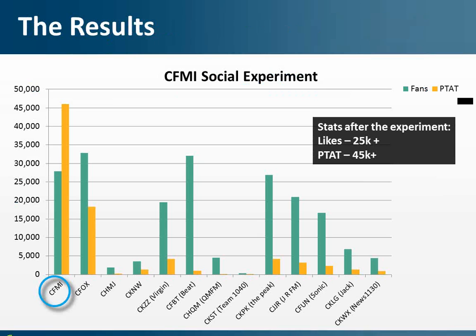So here are the results, in comparison to other stations and markets that did not participate in this experiment. CFMI generated 5,000 new fans and increased their engagement levels, or PTAT, by more than 30,000 people, and that turned out to extend beyond their audience. Because people were so engaged, people who were already fans were really sharing this content out to their own networks, and a lot more people were seeing the content coming from CFMI.